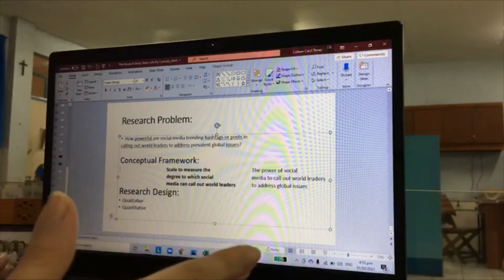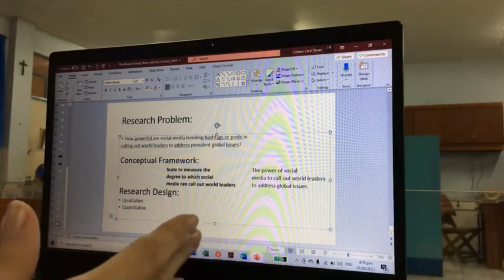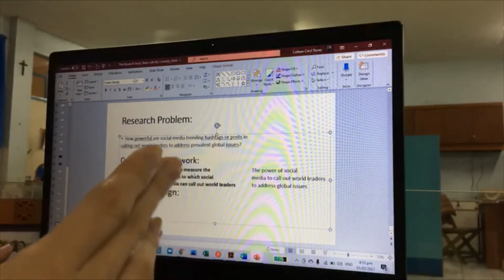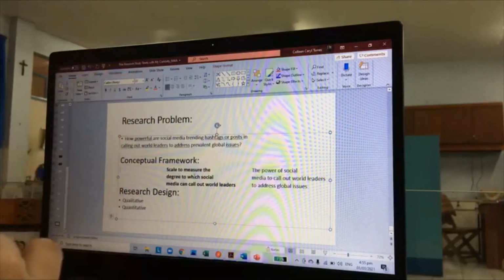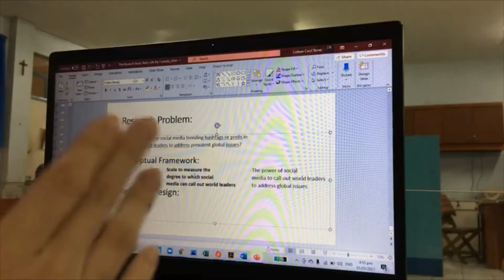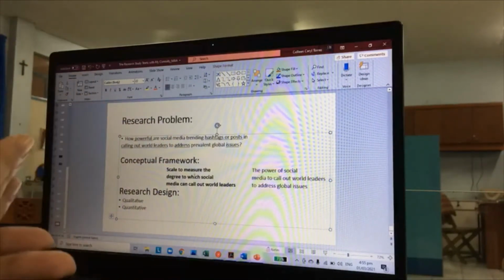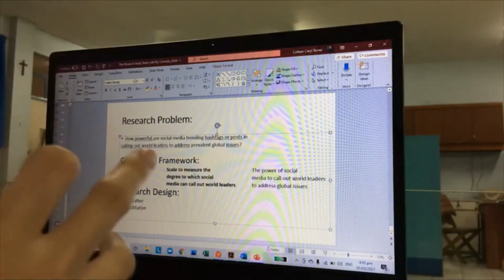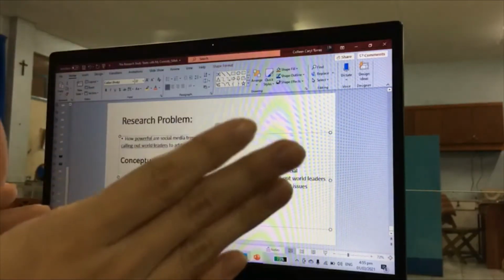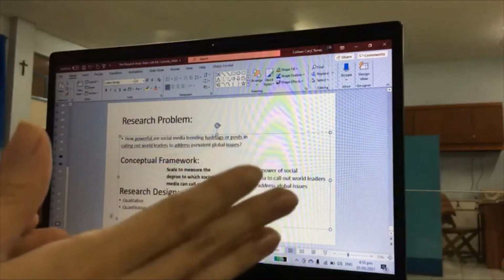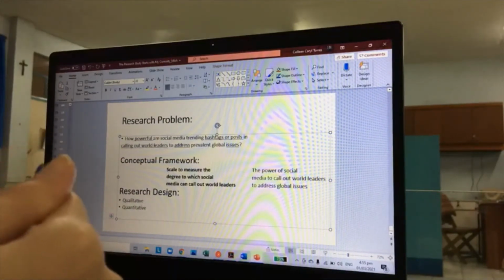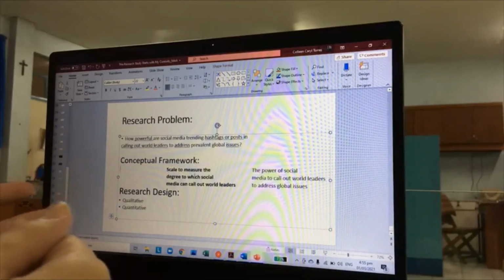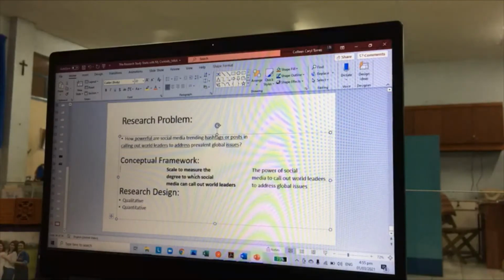Because this is scientific, this is not just an opinion, but we are trying to determine actual facts here. We are looking at the facts. So the facts say that there should be a measurable way of determining the degree to which social media can call out world leaders to address global issues. With that, let's see here.